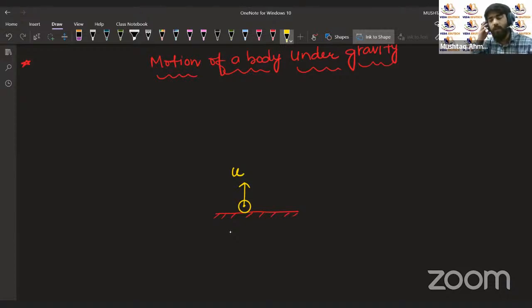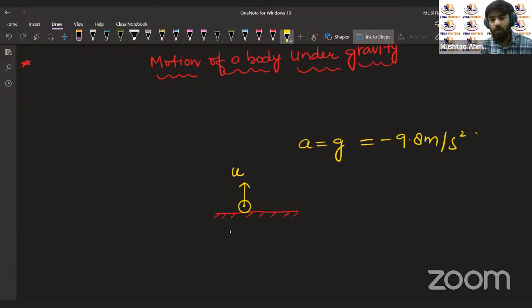The body has been projected vertically upwards with the initial velocity u, and we know that the only force acting on this body is the force due to gravity, and the acceleration because of that force is the acceleration due to gravity, that's vertically downwards. So a is equal to g, that's minus 9.8 meter per second square. And one of the important things about the motion under gravity is the sign convention.